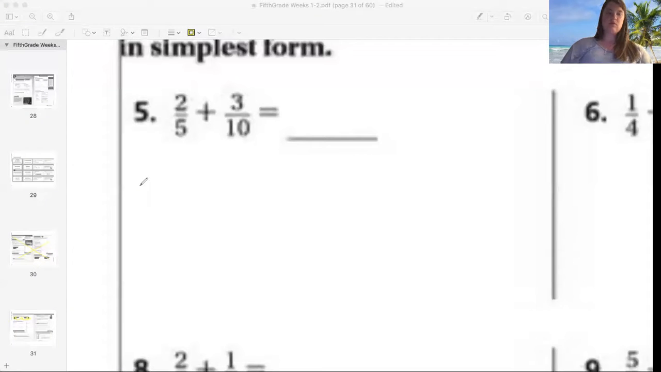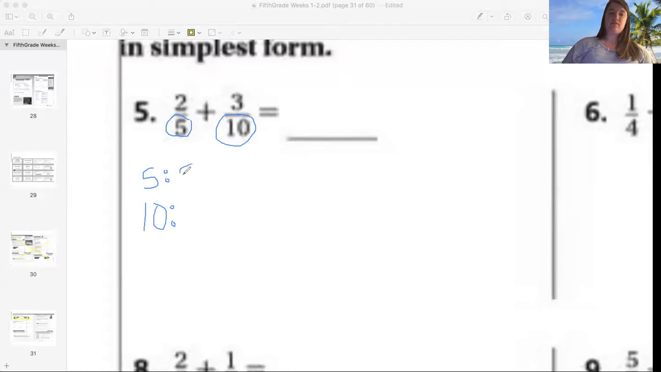So if you notice, usually when you add fractions, you're used to having the same denominator. So that makes it easy. You just add the top and leave the bottom the same. But when the denominator is different, you can't do that. So what you need to do is put both denominators down, 5 and 10. And then you need to list the multiples or skip count by those numbers.